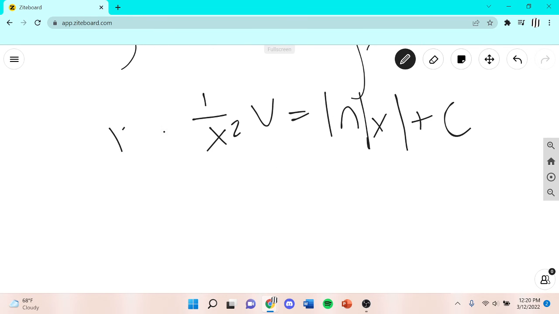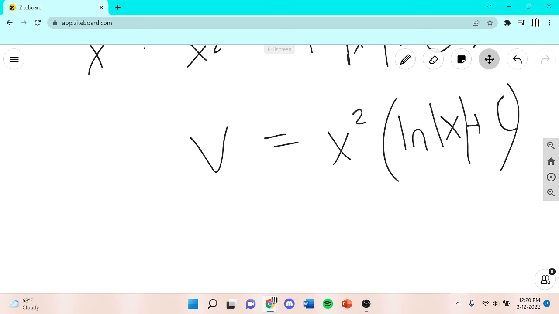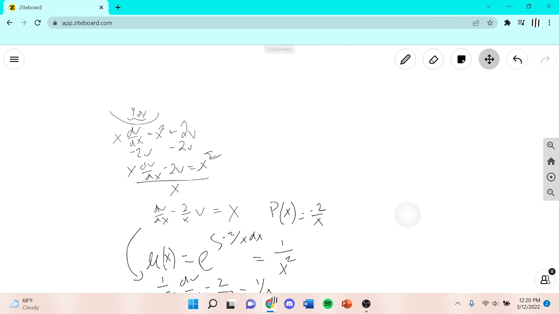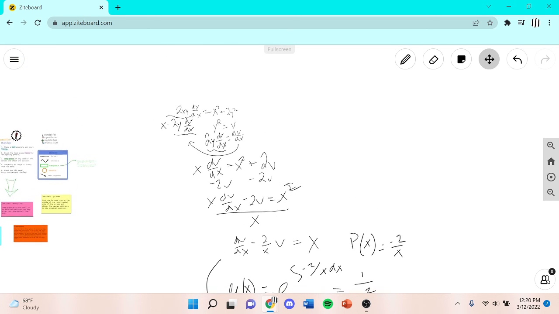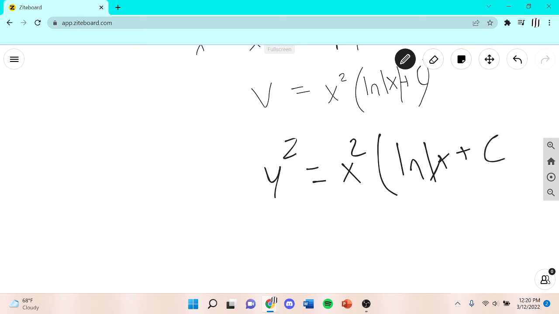Then we can multiply by x squared on both sides, so it just becomes x squared times ln of x plus c is equal to v, and we know what we set v to originally. We set that to y squared, I believe. What did we set it to? Yeah, y squared, so we're going to say y squared is equal to x squared times ln of x plus c, and you can't really change much from that.